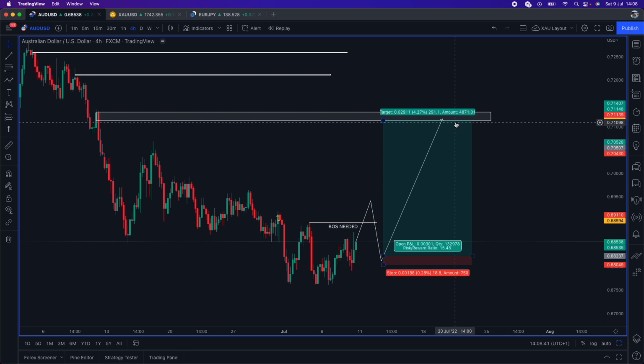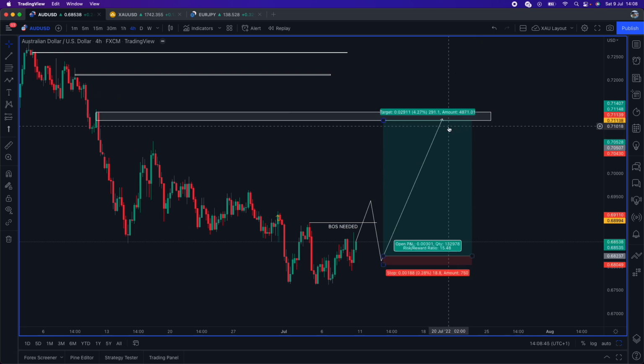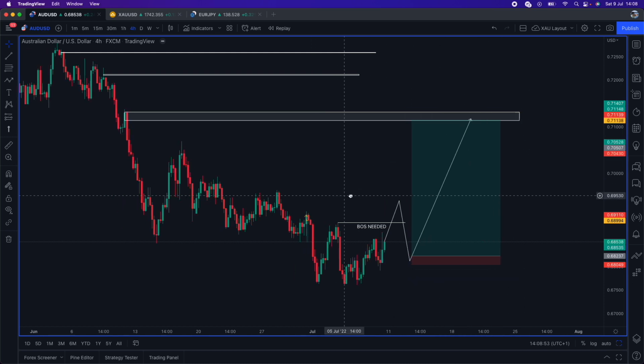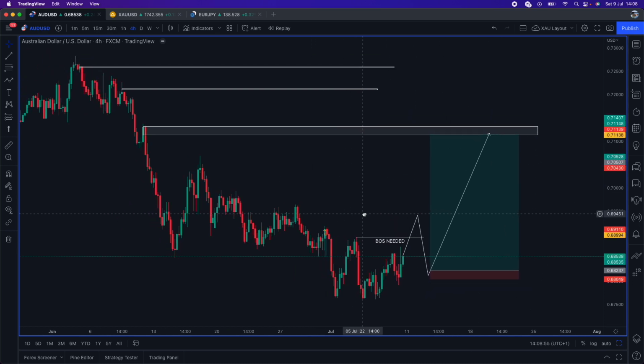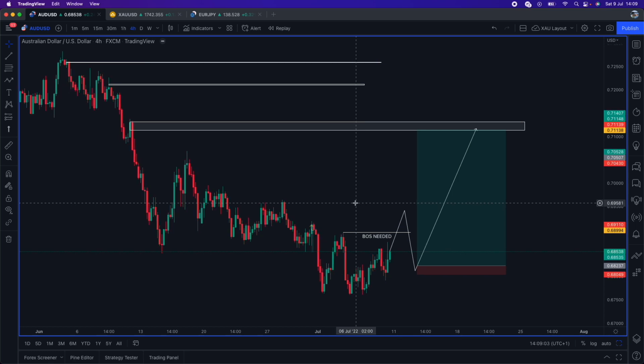And then obviously after that, as soon as we have the penetration, good signs of rejection, maybe a distribution or a break of structure to the downside, then we can look at getting involved in those longer term sell positions. But yeah, this is my bias for this market. Short term buy, longer term sell. Obviously we are trading a bearish market, so realistically we want to be involved in those sell positions, but there's no harm in taking advantage of a potential buy position up into our point of interest.